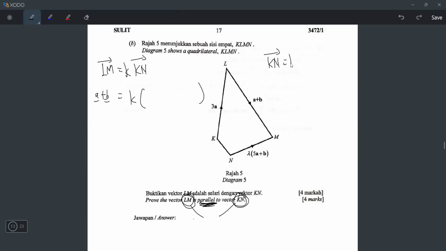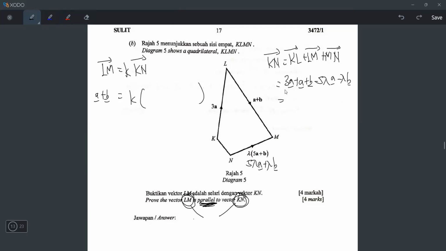So KL plus LM plus MN, because I'm trying to find KN, right? What is KL? 3A. What is LM? A plus B. What is MN? This one you can expand, it will be 5 lambda A plus lambda B. But they want MN, not NM, so you have to change the sign. When you change the sign, it will be minus 5 lambda A minus lambda B.